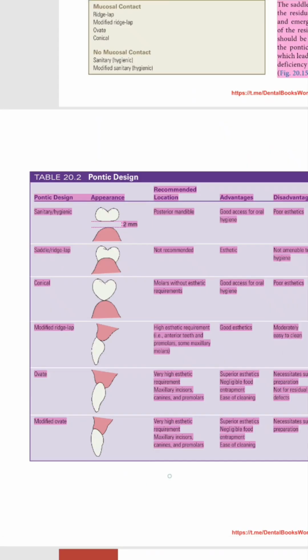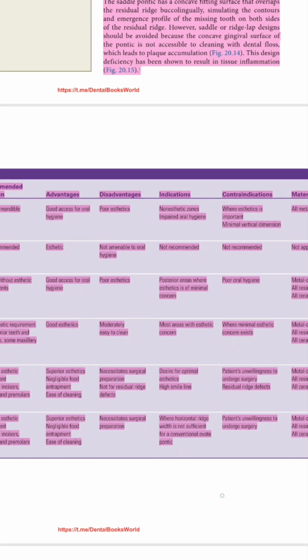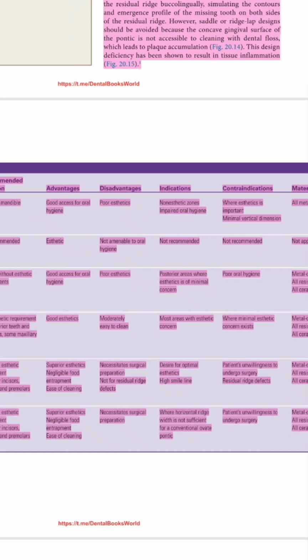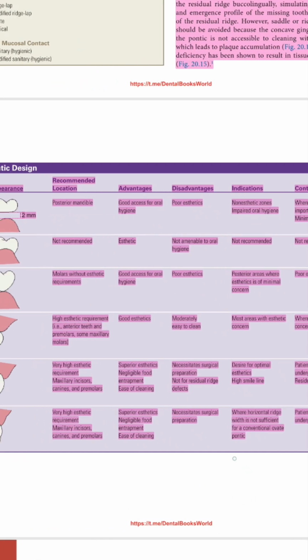The ovate that we discussed before requires surgical preparation to get the appropriate emergence profile. It is used for the anterior maxillary incisors, canines, and premolars. It is very high in aesthetic.